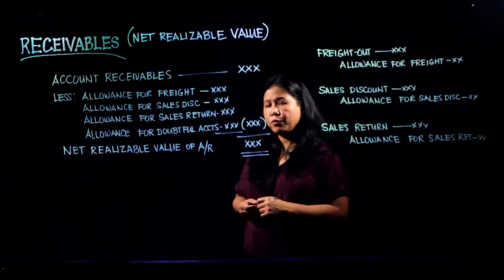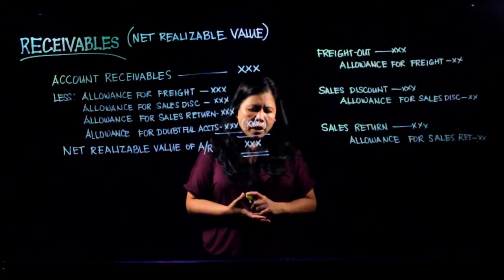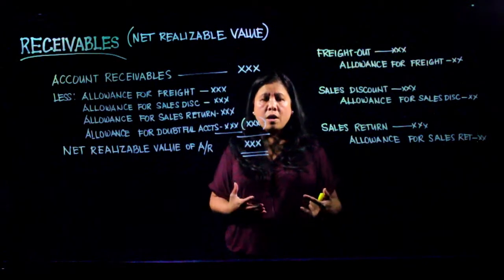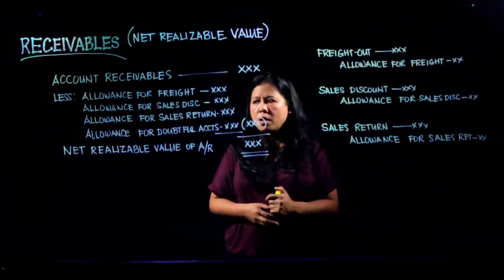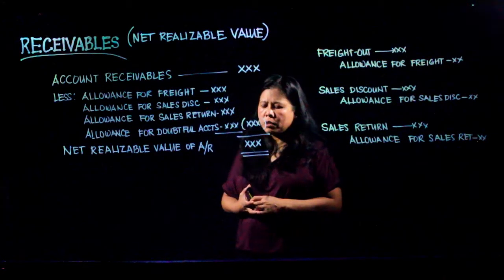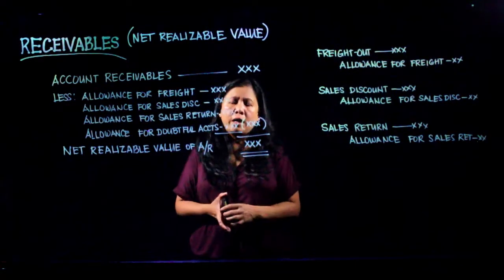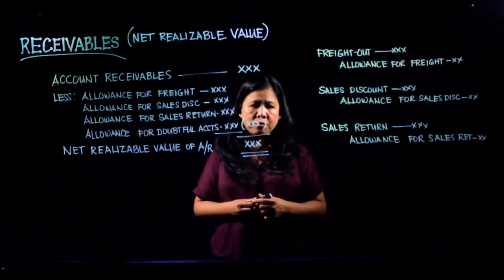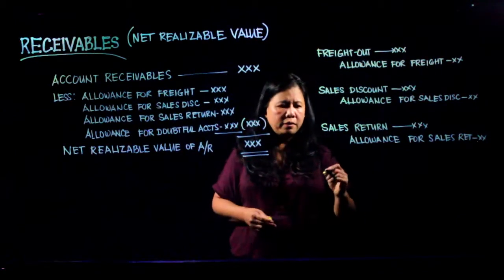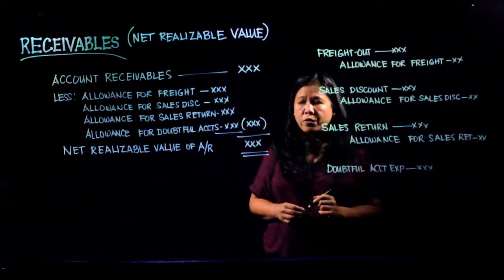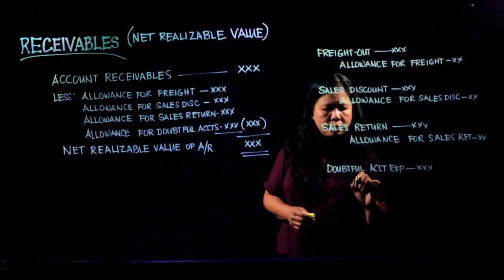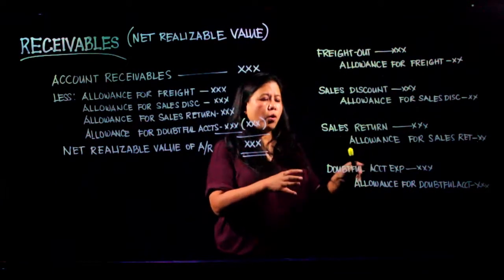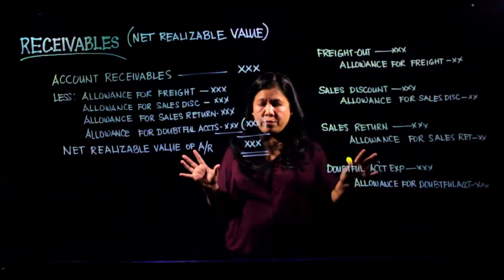Now, for allowance for doubtful accounts, it's always part of the business that there will be some customers who cannot pay their accounts or their dues. So, companies usually set up an allowance for doubtful accounts. The entry to set up an allowance for doubtful accounts is debit to doubtful accounts expense and credit to allowance for doubtful accounts. All right. We will discuss more of the doubtful accounts expense in a little bit.